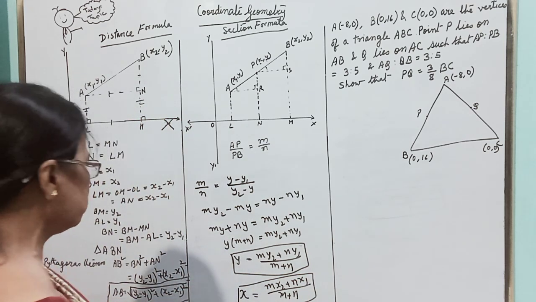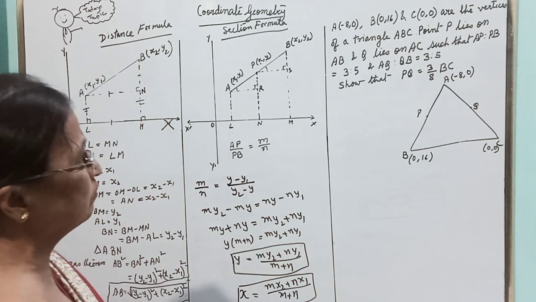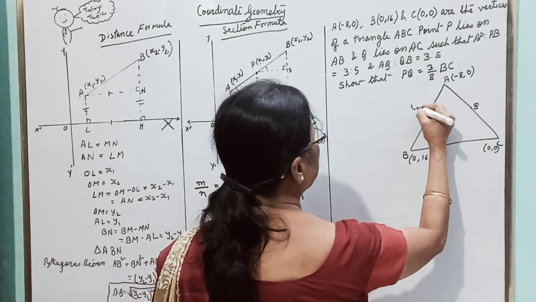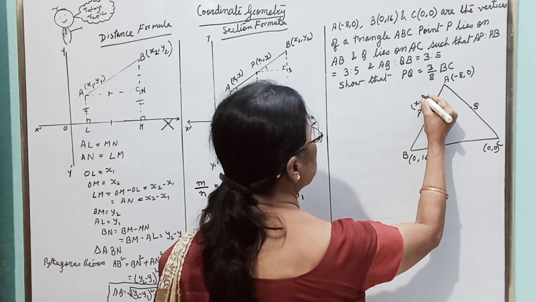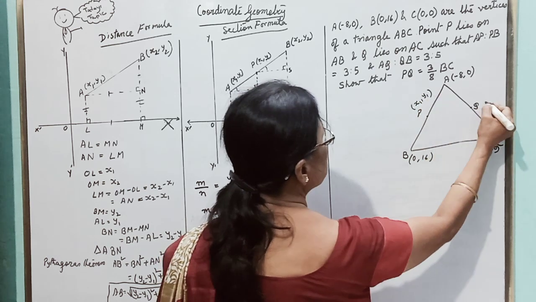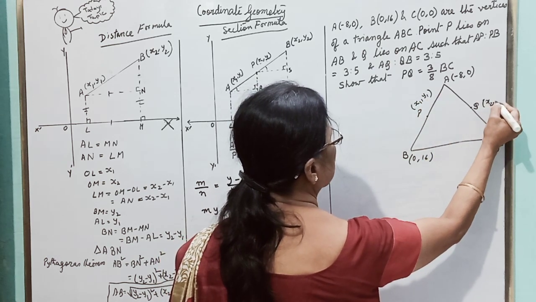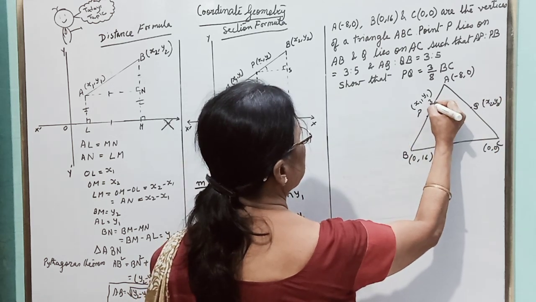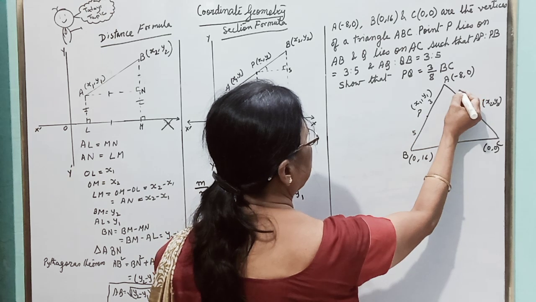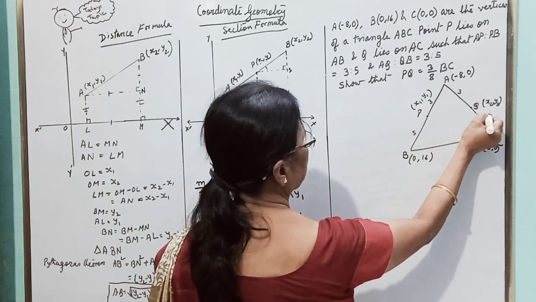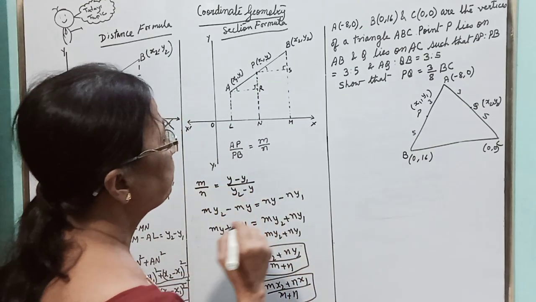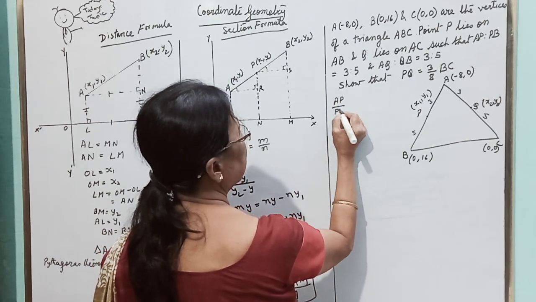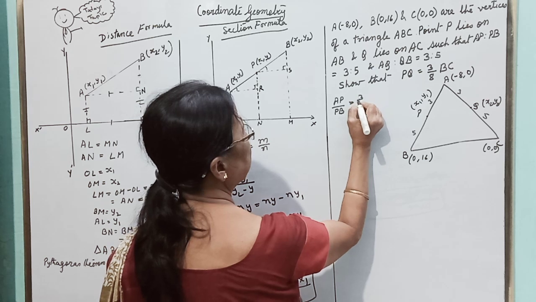We'll use these two formulas. That's why I have taken this formula. Now how to find the coordinate of P? Let the coordinates of P be x1, y1, and x2, y2. AP by PB is equal to 3:5. So I can write this as 3:5. AP by PB is equal to 3 by 5.